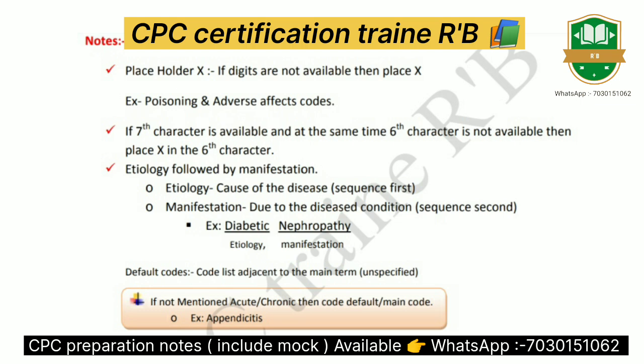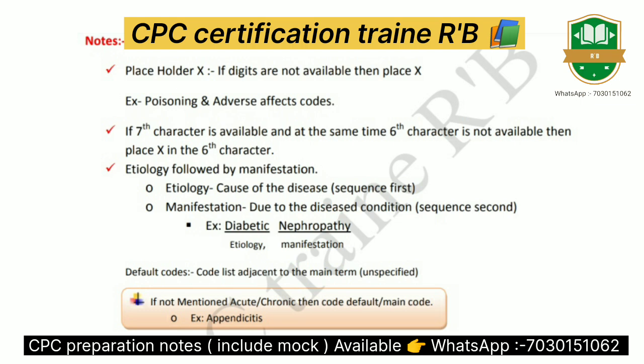Okay. Then etiology followed by manifestation. Etiology, the cause of the disease, is sequenced first. Manifestation, due to the disease condition, is the second condition. Then you code the etiology code first, then the manifestation code second. It means diabetic with nephropathy: first go to diabetic, then check whether a combination code is presented or not. If not presented, then you go directly to nephropathy, but here the code is presented, diabetic with nephropathy.